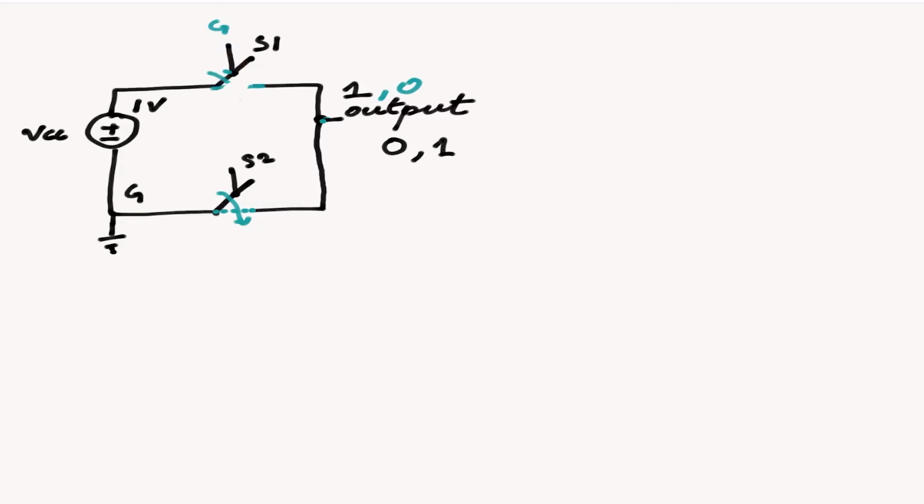So again, we expect it. In reality, it doesn't happen, but what we expect with an ideal switch is once it's off, no current flows. Okay, so the output is completely disconnected.